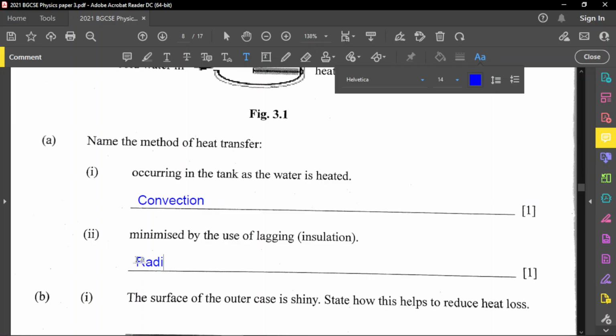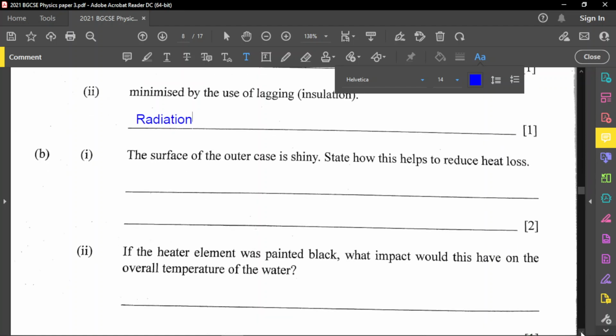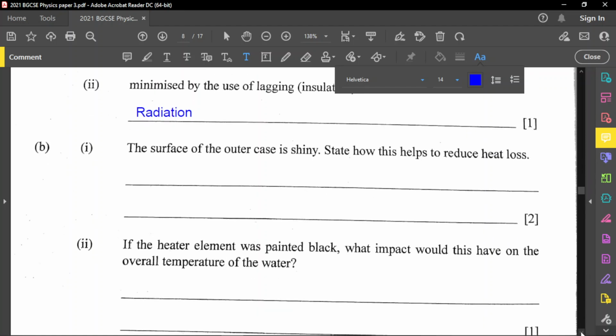So it prevents radiation, okay? So radiation is minimized by the insulated material. All right, so let's go to the next part of the question. Part B1 says the surface of the outer case is shiny. State how this helps to reduce heat loss.